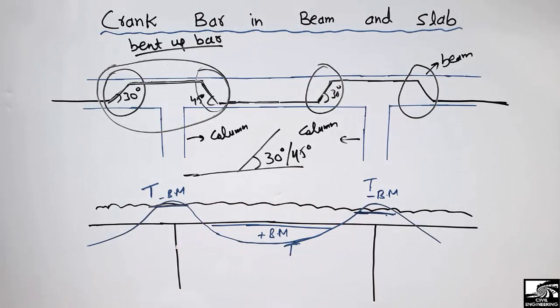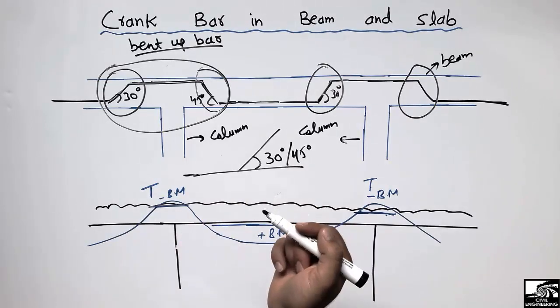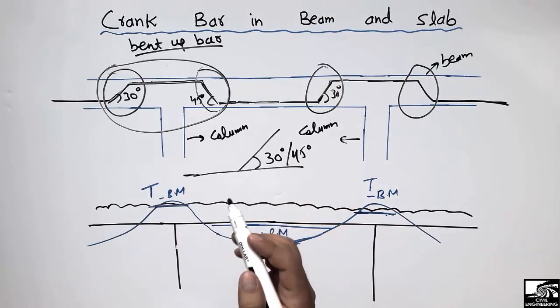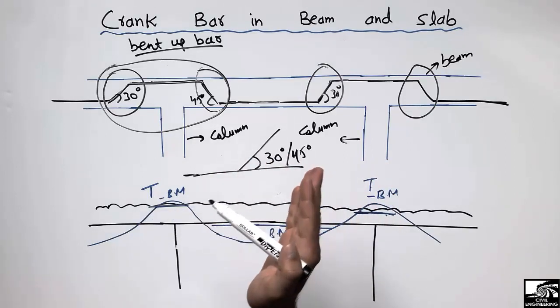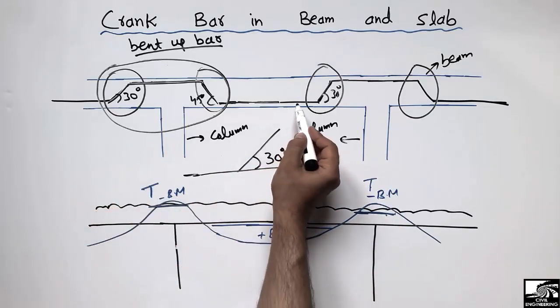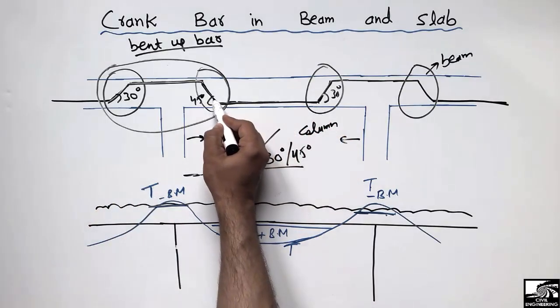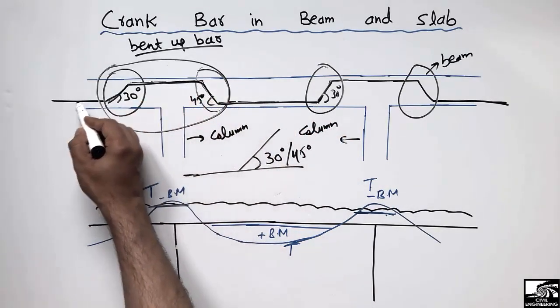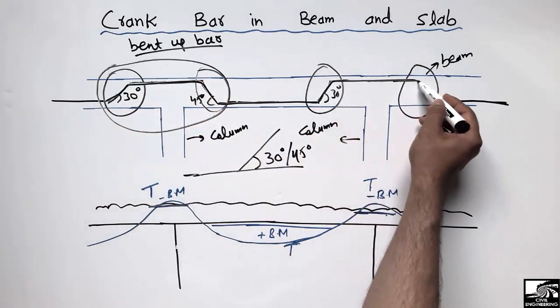So hopefully you understand why we provide the crank bar, and the main reason is to avoid the cutting of the reinforcement bar at the different locations, but to provide one reinforcement bar and just bend up this bar for the negative bending moment as well.